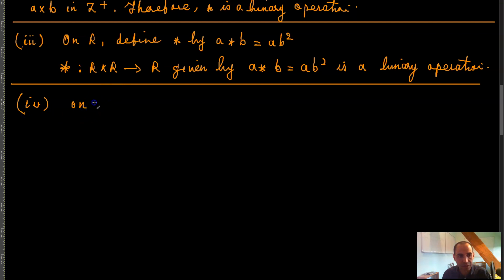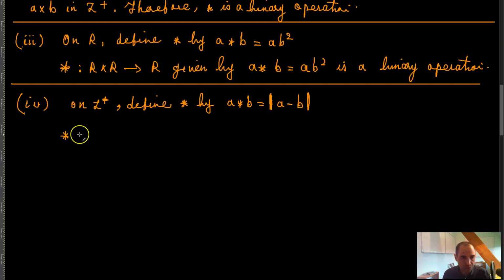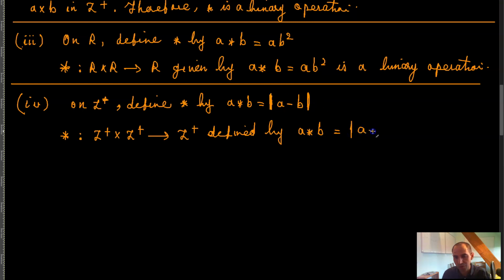Part four of this question is on Z plus, define star by basically A star B is equal to the absolute value of A minus B. This is again a binary operation because you're dealing with the set of Z plus, right? So your binary operation would be something like star from Z plus times Z plus to basically Z plus defined by A star B is equal to the absolute value of A minus B, right?